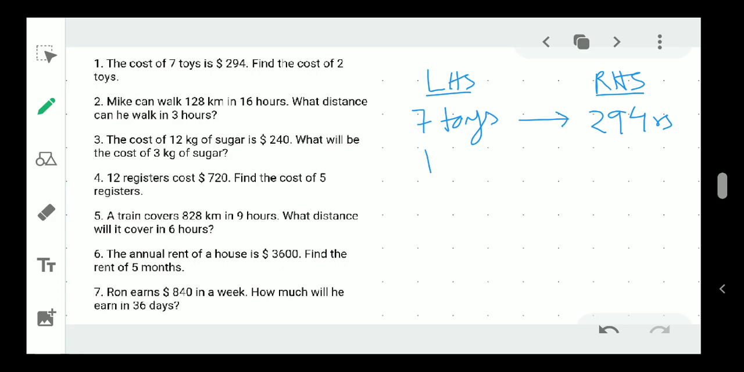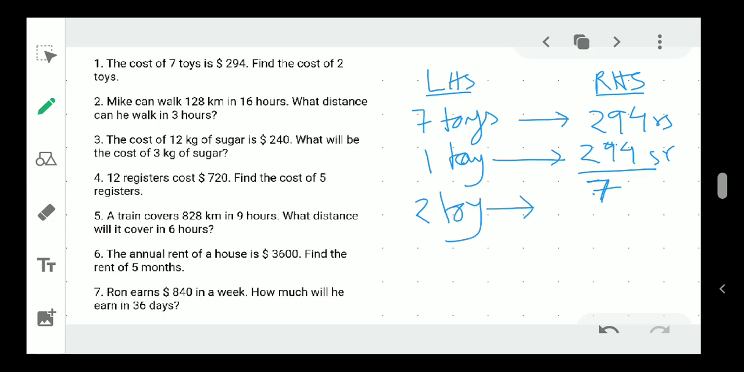So unitary method, that means for 1 I have to find. So 1 toy will cost me 294 divided by 7 rupees. That means I have to divide first. So now we have to find for 2. So 2 toys will cost me 294 divided by 7 into 2. So whatever you have gotten, you have to multiply 2 with that to find out the cost of 2 toys.